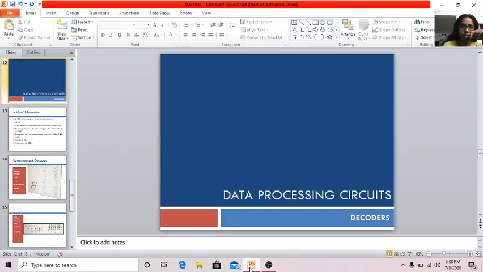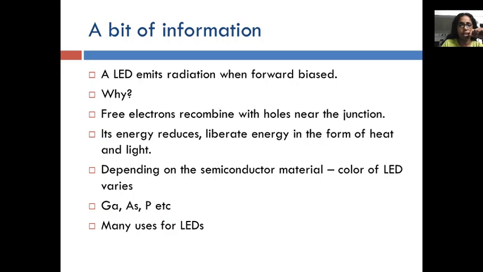Dear students, today in this session we are going to see the continuation of decoders. Last session we had seen about decoders, and today it is an extended part of last session. First of all, a bit of information regarding LEDs.